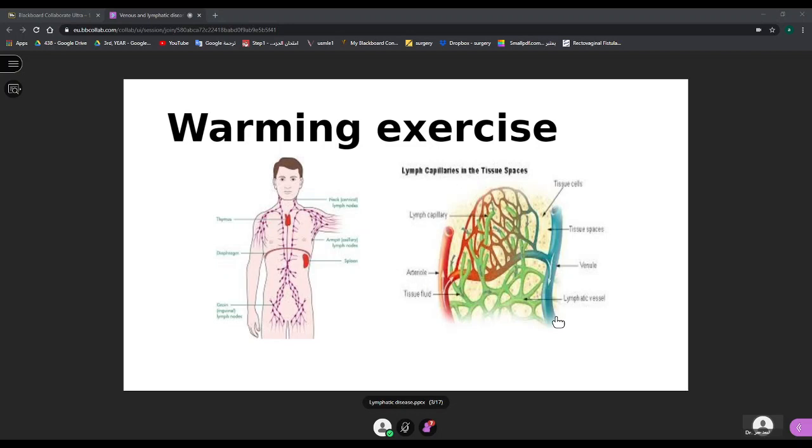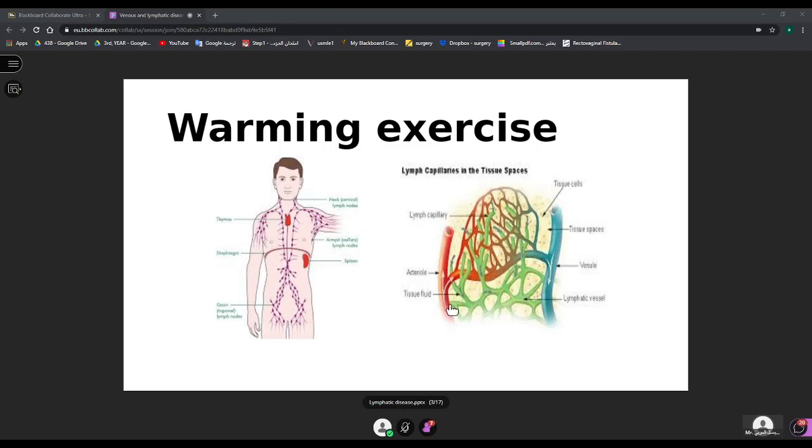So first of all, I have got some questions for you before we start in this lecture. This diagram on the right side shows a terminal venule, a terminal arteriole, and in between this is the capillary. This is the capillary. Okay. So what is the role of lymphatics here in this capillary system? If anybody can answer this question. Exchange.